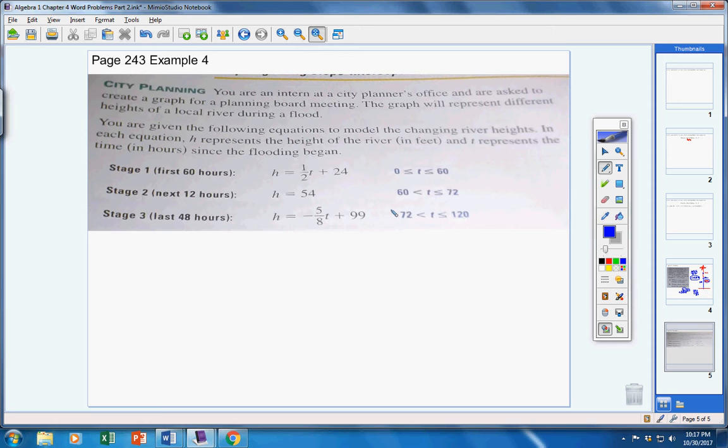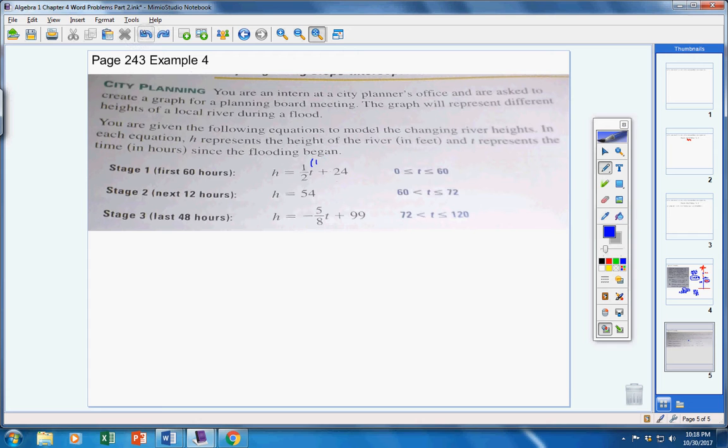Okay, so really, guys, it's not super hard if you think, but you've got to look it over and think about it. Now, for the first 60 hours when it's raining really hard, here's the model that tells you how high the river is. Put in 10 hours for t, and it tells you how high the river is.